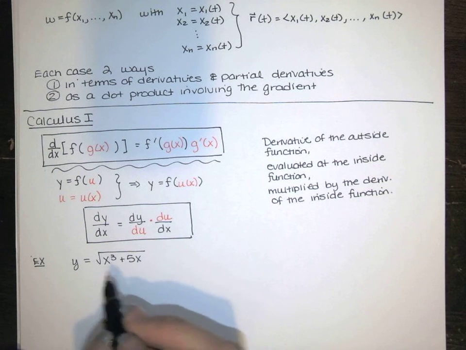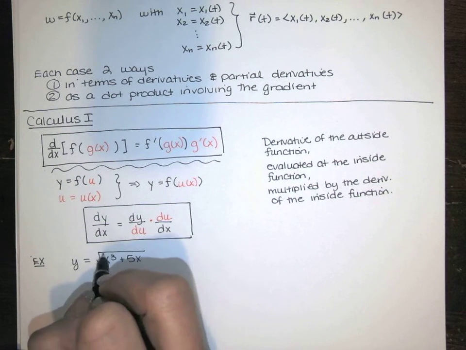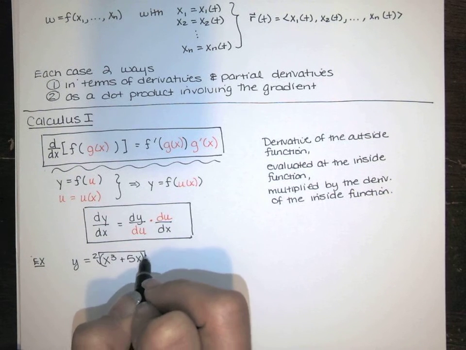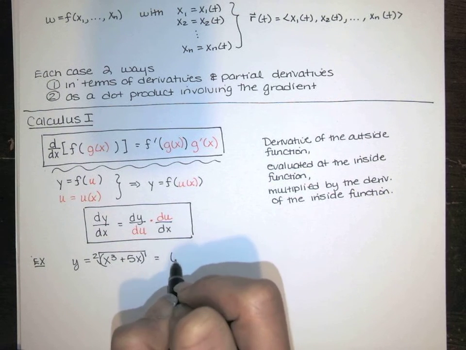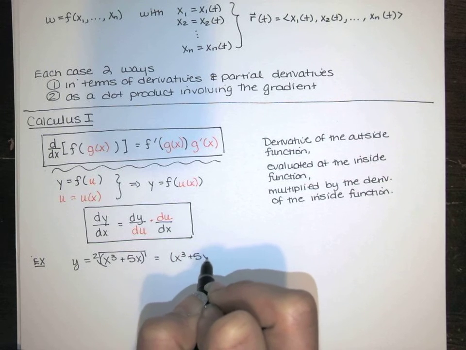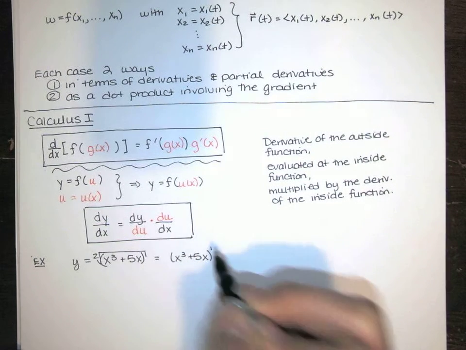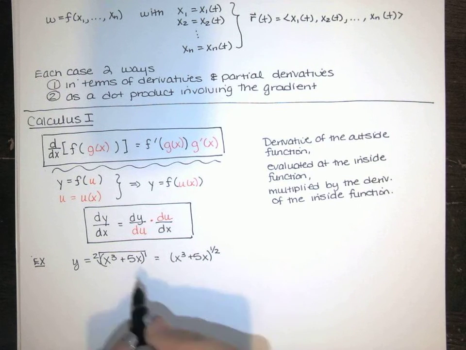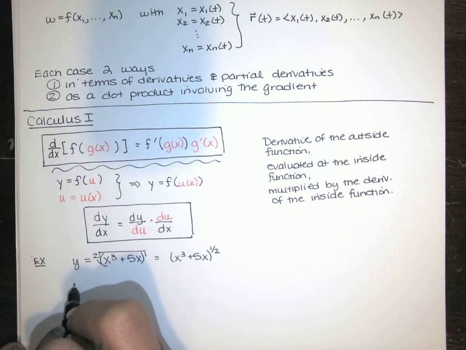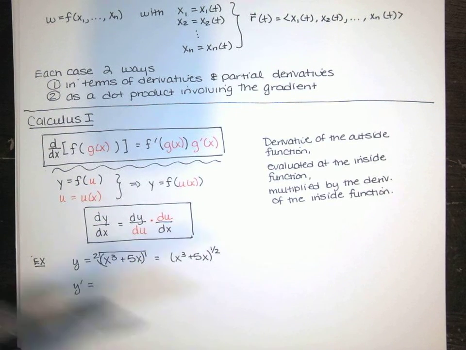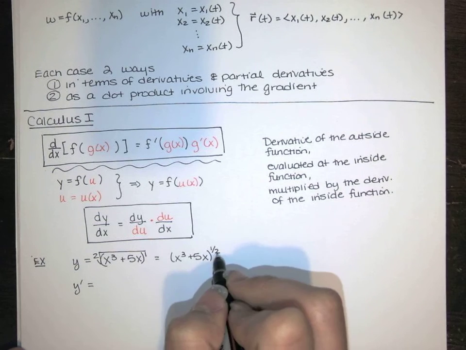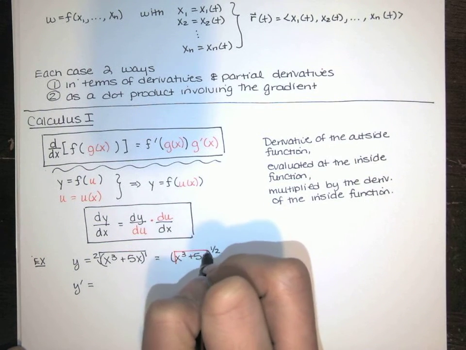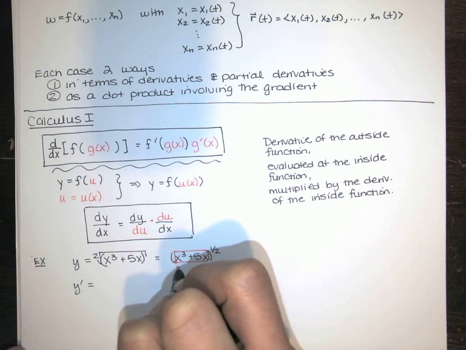So the first thing I would do is rewrite it. A square root is the same as the 1/2 power. It's that power over that. That implied exponent was a 1. The index of the root goes in the denominator. If I want the derivative of this, I apply the chain rule. So first I take the derivative of the outside function. Now the inside function needs to be identified. That's all of this.